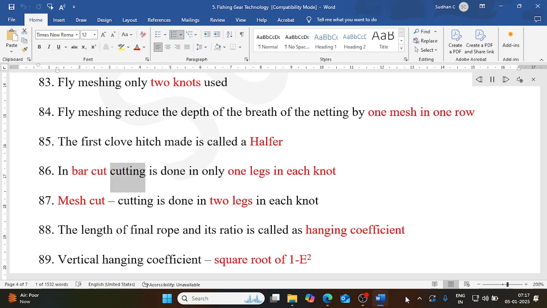In bar cut, cutting is done in only one leg in each knot. Mesh cutting is done in two legs in each knot. The ratio of the length of the final rope to the stretched length is called the hanging coefficient. Vertical hanging coefficient is the square root of 1 minus e squared.